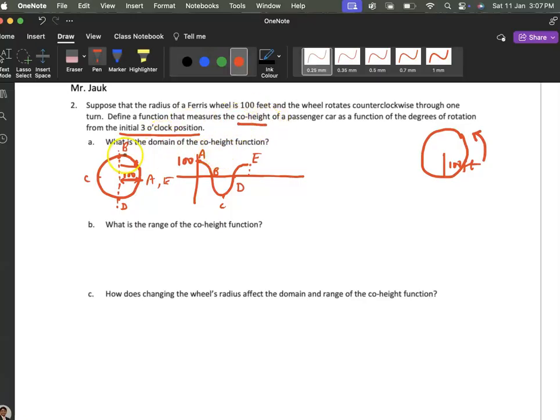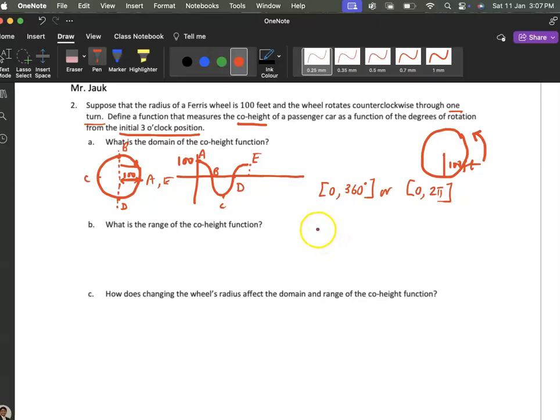What is the domain of the co-height of the function? They're saying that it goes through one turn only. So the domain for one turn will be 0 to 360, because 360 is one turn, in degrees. So 0 to 2 pi if you're looking at radians. Degrees if you're looking at this.